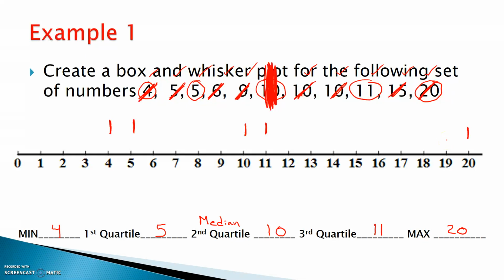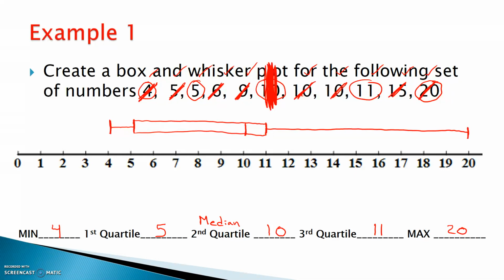Now, of course, I have to create that box and those whiskers. The whiskers are on the ends, so just extend your line. That is the top whisker. This is my lower whisker, and let me just create that box in the middle. There we go. That's it. That's how we create a box and whisker plot.